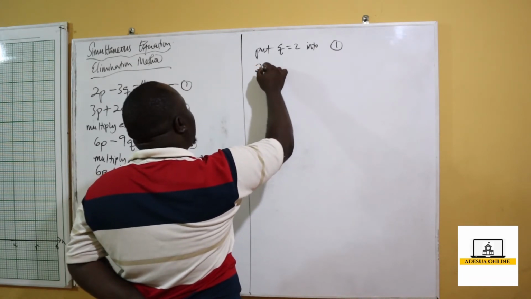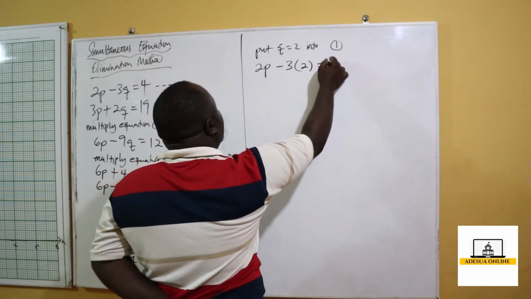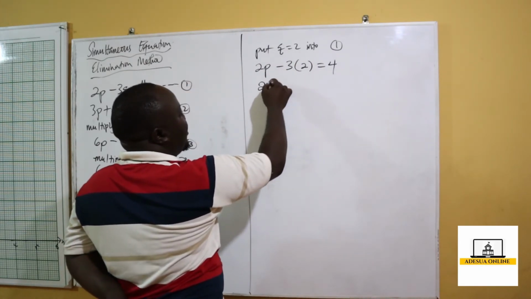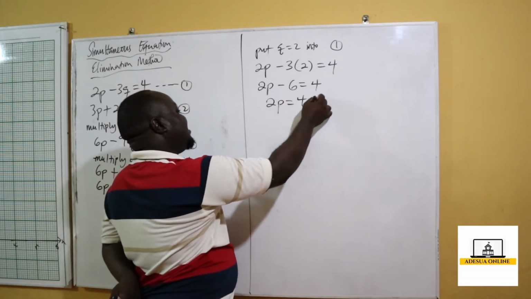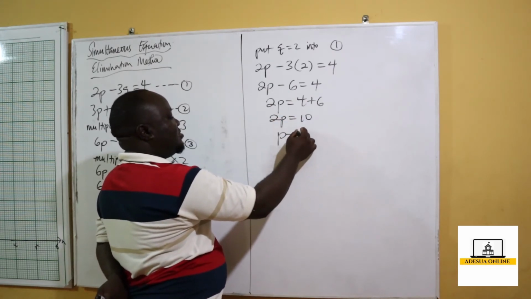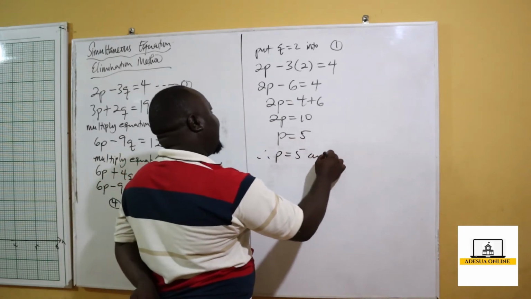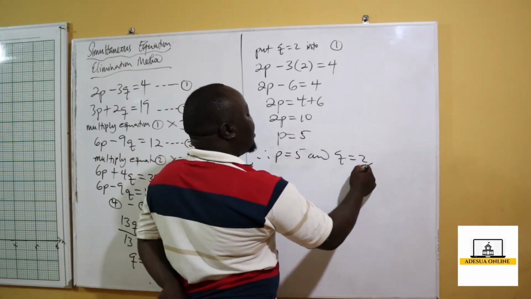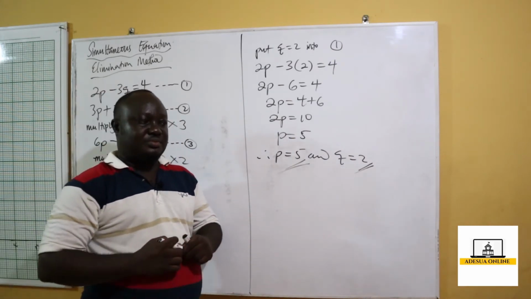So we have 2P minus 3, our Q is 2, is equal to 4. So 2P minus 6 is equal to 4. 2P is equal to 4 plus 6. 2P is equal to 10. Our P is equal to 5. So therefore, P is equal to 5 and Q is equal to 2. This is the solution to this simultaneous equation.